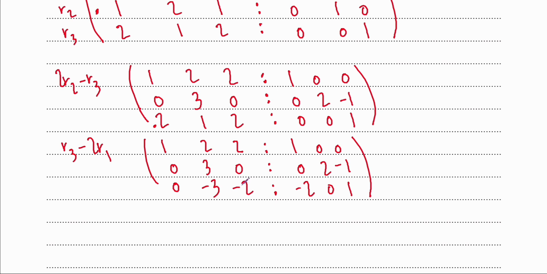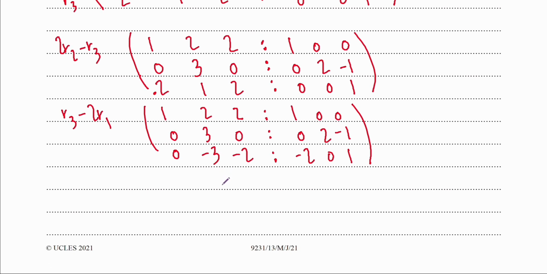Now we just need to get this number and this number to 0. So what can we do next? Well, we can do row 3 plus row 2. And what do we end up getting? Well, the first row remains the same. The second row remains the same, 0, 3, 0. Now the third row is going to be 0 plus 0. That's going to be a 0 still.